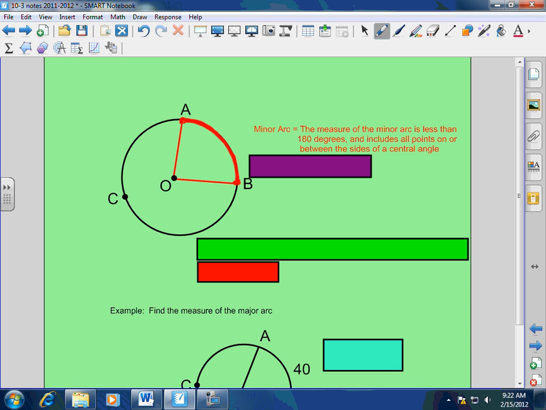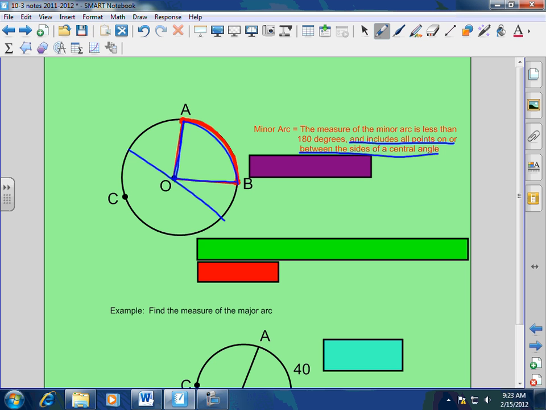So this is very important. Not only can you tell that it is less than 180 degrees, because 180 degrees would be right there, the diameter, but also what's important is this part right here. It includes all points on or between the sides of the central angle. If you look at this central angle here, these are the sides of the central angle, correct? The arc includes all points in between these sides. So it makes sense. I know you guys understand that, but so you could put definitions to actual figures. Okay, hopefully it makes more sense.